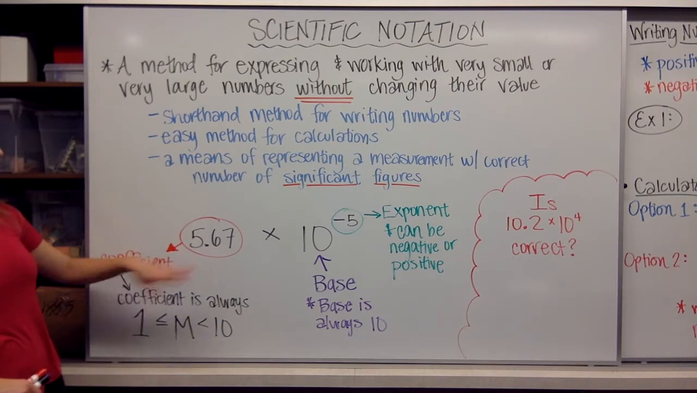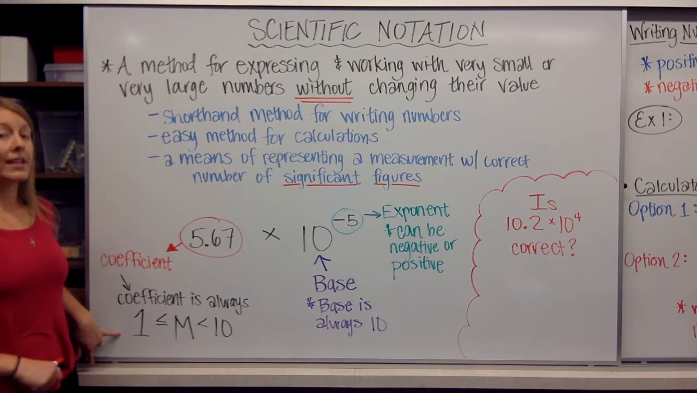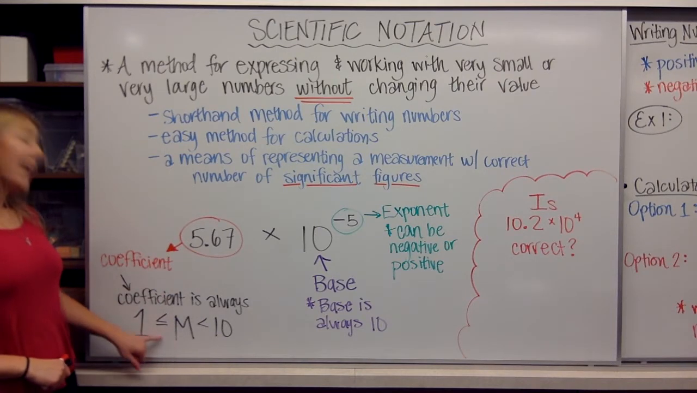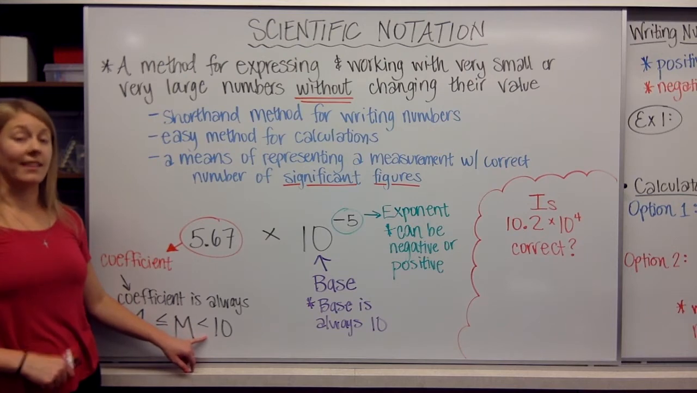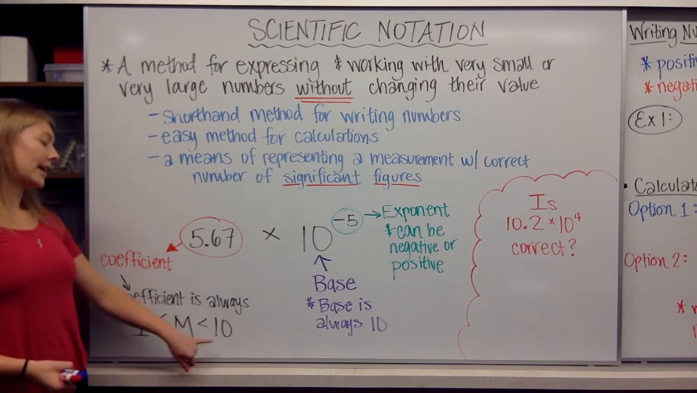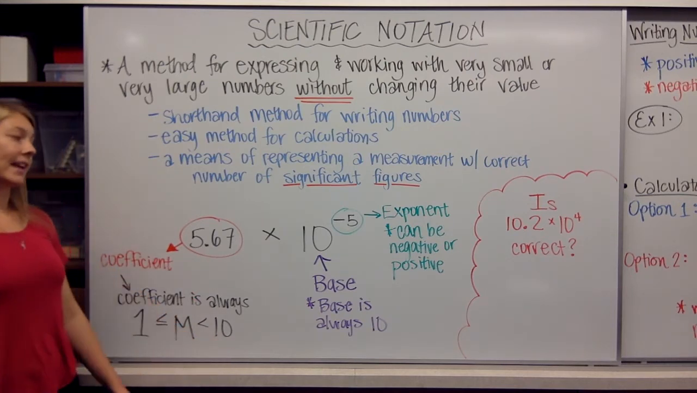My coefficient, notice here, is always between 1 and 10. And the way I've written it here, it can be greater than or equal to 1, but it cannot be equal to 10. It has to be less than 10. So it could be 9.999. It cannot be 10, okay? So it has to be less than 10.